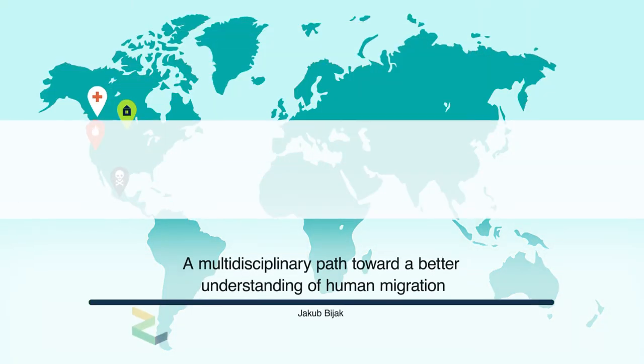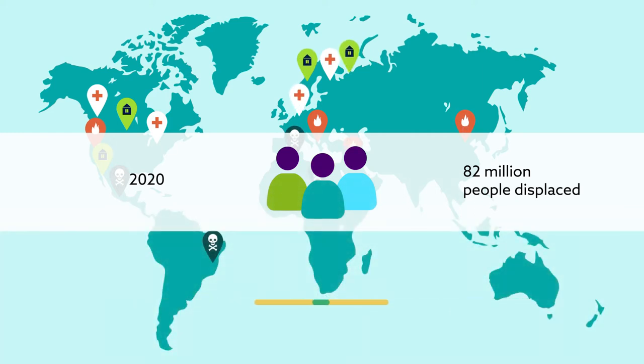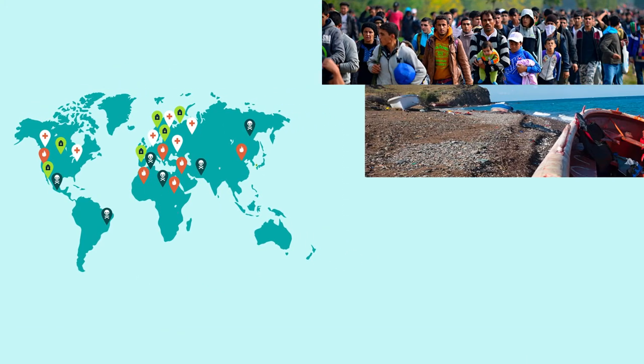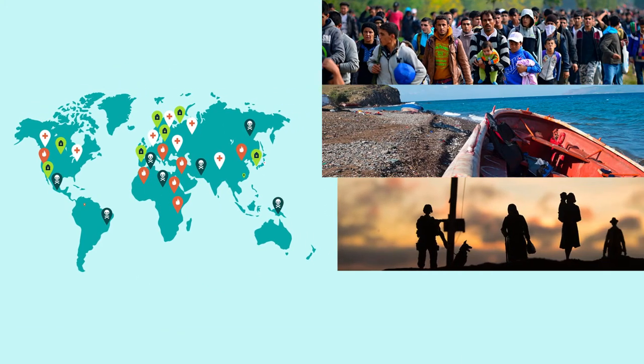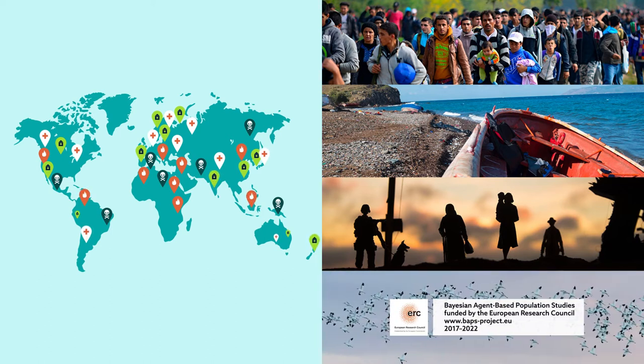At the end of 2020, over 82 million people worldwide were forcibly displaced from their homes, nearly half of them children. Many people and families who were forced to flee must often undertake perilous journeys to reach safety and asylum. The devastating effects of displacement on human life and economy and challenges for governments around the world are clear signals that we need a better understanding of migration and migrant journeys.